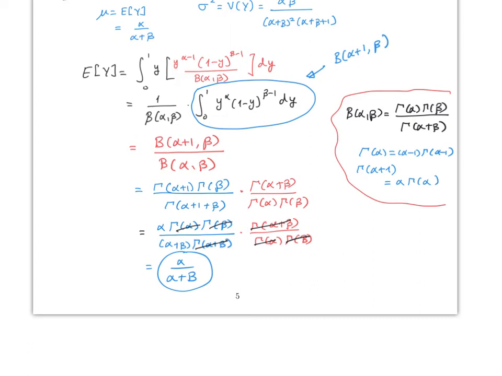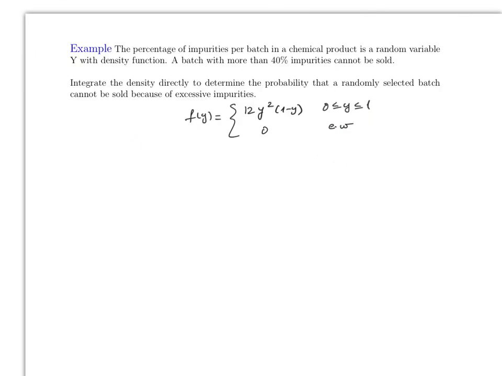And in a similar way, you can do the variance. The variance obviously takes longer, but it's the same idea. You have to do the expected value of y squared. You do a similar thing, and then you subtract this from the expected value of y squared, and that will give you the variance. Right, let's do an example.